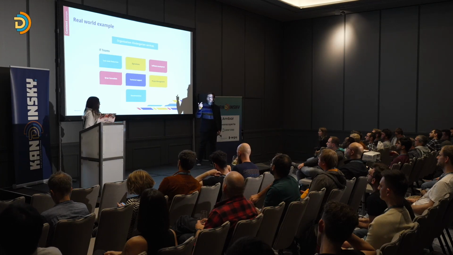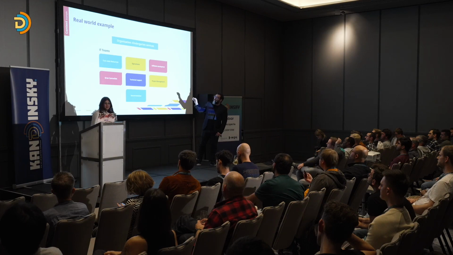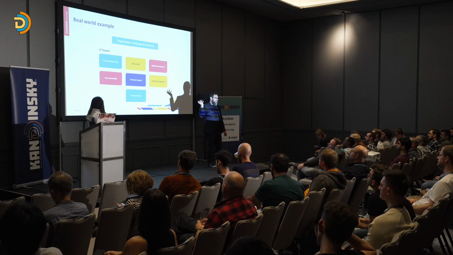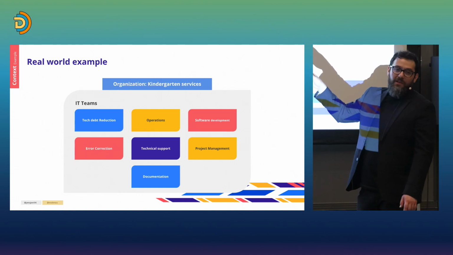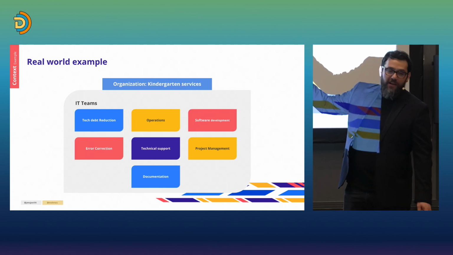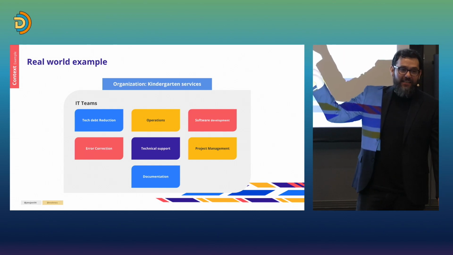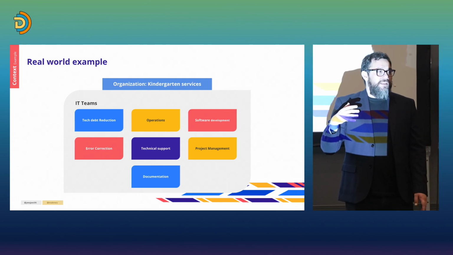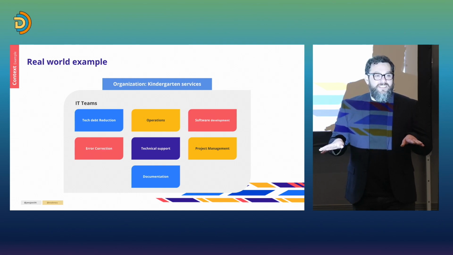This was an old project we worked on. In these different boxes, each one of them is a team inside this organization. As you can see, and this one, at least for me, takes a lot of attention, they have a team of error correction. They have a team of technical support. They have a team of technical debt reduction. This is a big smell for me. This is not going well.